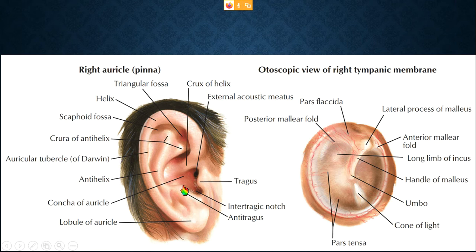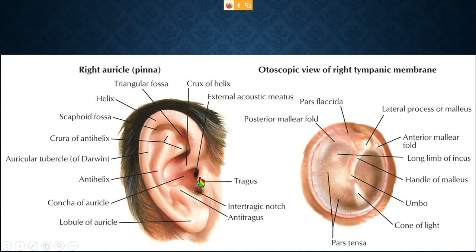So far, what are the structures we have seen? First one is devoid of cartilage, called the lobule, then the peripheral margin called the helix, and this helix is extending as the crus of helix. Then in front of the helix, you can identify the antihelix. This antihelix is also an elevation, and it is going to divide, and this depression is called the triangular fossa. Between the helix and antihelix, scaphoid fossa. And here we can identify the concha. Concha: above smaller area, below lower larger area.